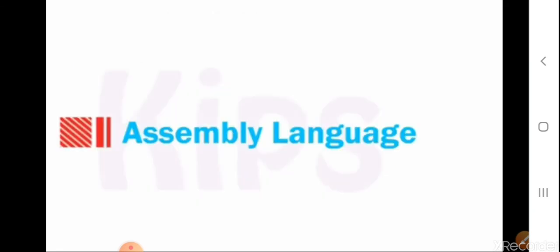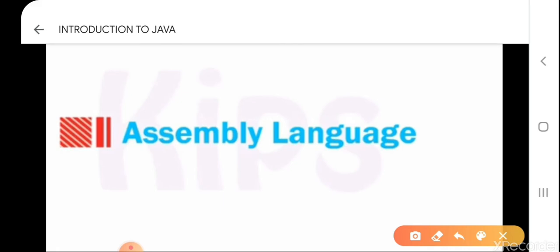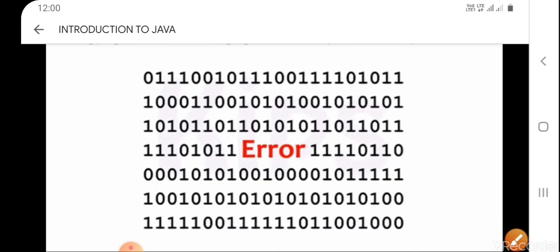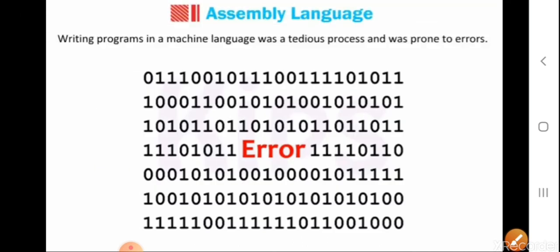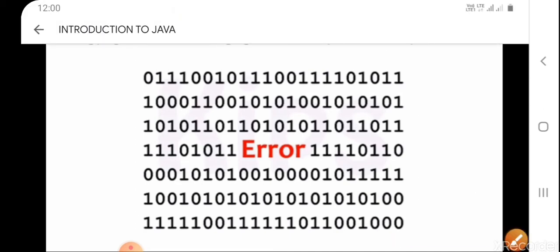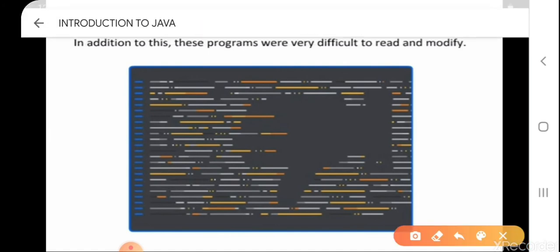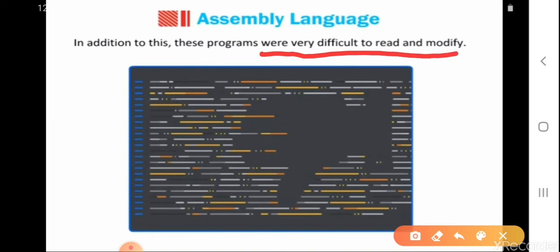Then came the assembly language, because machine language code was very difficult for human beings to understand. Writing programs in machine language was a tedious process and was prone to errors. It was difficult for us human beings to understand. Also, these machine language programs were very difficult to read and modify.